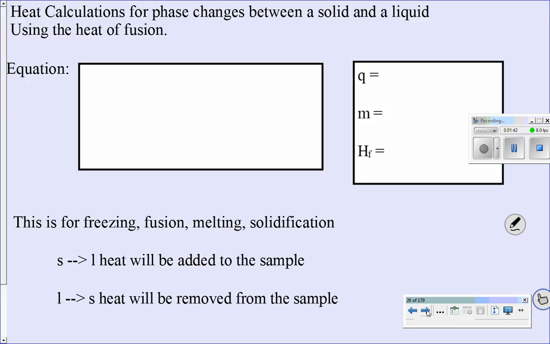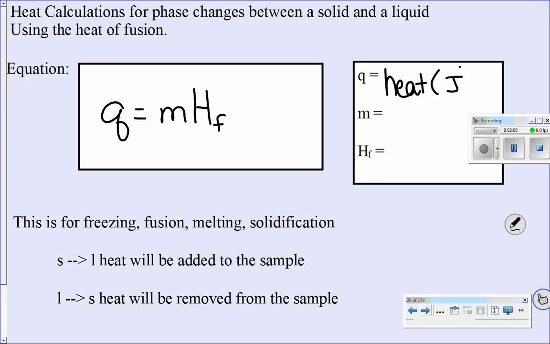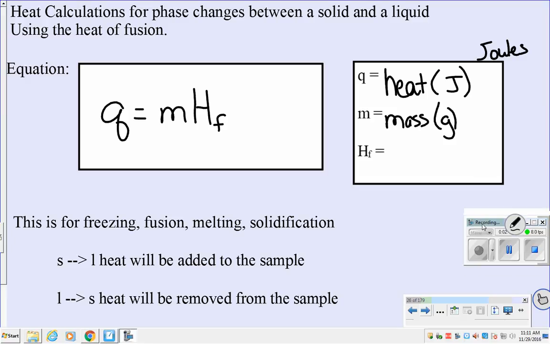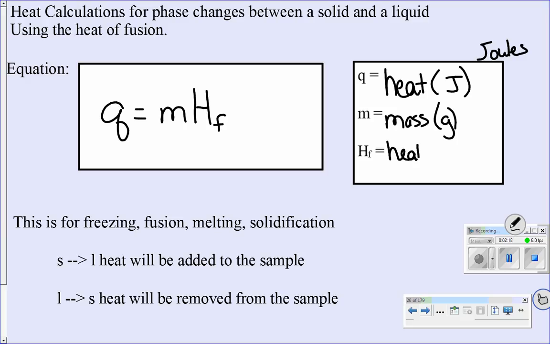If you could flip to Table T on your reference table, the phase change between a solid and a liquid, energy calculations can be done using the formula Q = mHf. If you look at your reference table, it'll tell you that Q is heat. If you flip back to Table D, heat is in a unit called joules, which I'll represent by a J. M stands for mass, which as usual is in grams. And Hf is something we call the heat of fusion.